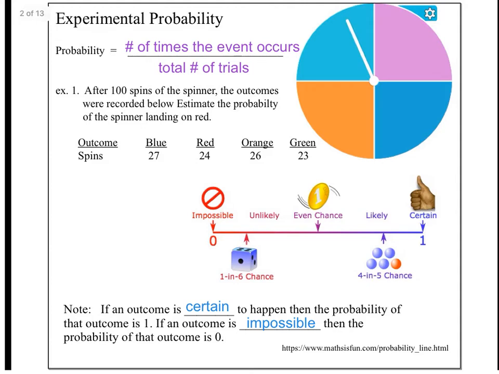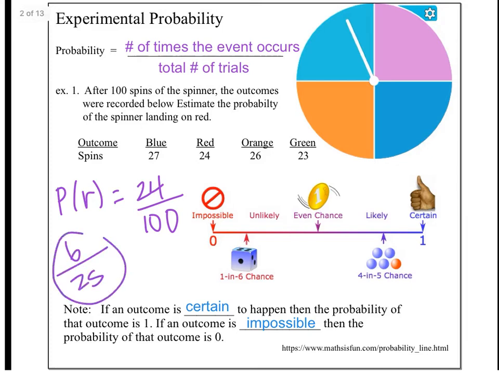So if we want to figure out the probability, let's see here. The probability of, let's just do an R for red, that would be 24, since it happened 24 times out of 100. So it'd be 24 out of 100, and we could simplify that, let's say we divide by 4, we could say 6 out of 25. So probability of getting red was 6 out of 25 times.